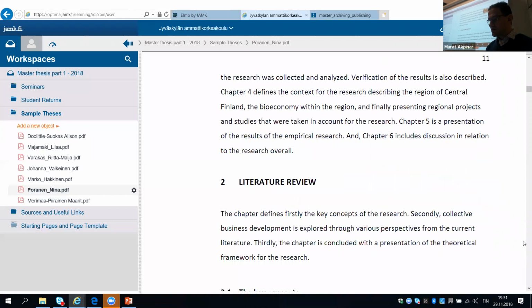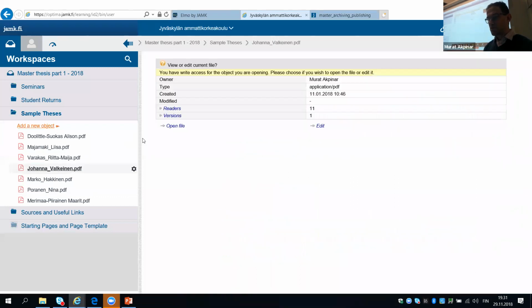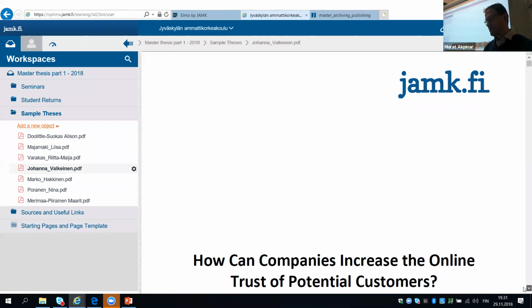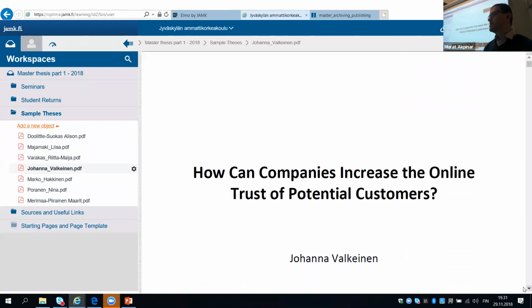Now, as a second case, I will take a look at the thesis of Johanna Valkeinen. Have you looked at this before? I think yes. Yeah, we have. You remember this one. So how can companies increase the online trust of potential customers? Okay, that's the research question and also the title of the thesis.